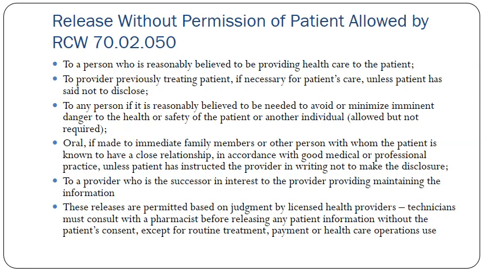Washington pharmacy law allows patient information to be released in certain cases without the consent of the patient. The pharmacy can release the health information to the following persons: to a person who is reasonably believed to be providing health care to the patient, to a provider previously treating the patient if necessary for the patient's care unless the patient has said not to disclose, to any person it is reasonably believed to be needed to avoid or minimize imminent danger to the health or safety of the patient or another individual.